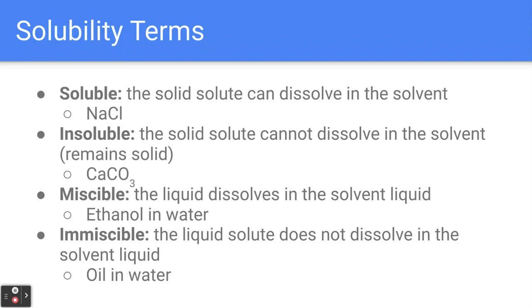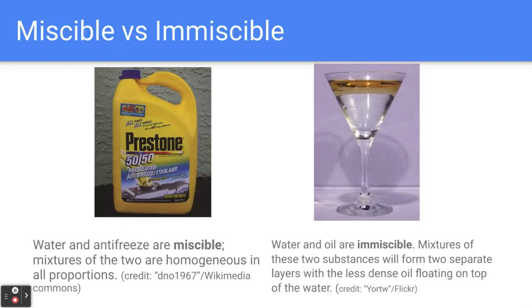And then these next two terms are used for liquids. So miscible and immiscible. Miscible means that the liquid dissolves in the solvent liquid. So ethanol will dissolve in water. Isopropyl alcohol dissolves in water. Hydrogen peroxide dissolves in water, that sort of thing. Immiscible means that the liquid solute does not dissolve in the solvent liquid. So oil and water do not mix. That means that they are immiscible. So soluble, miscible means that they will dissolve. Insoluble, immiscible means that they won't dissolve.